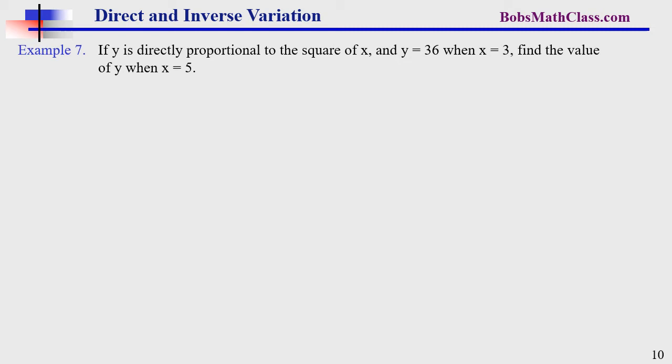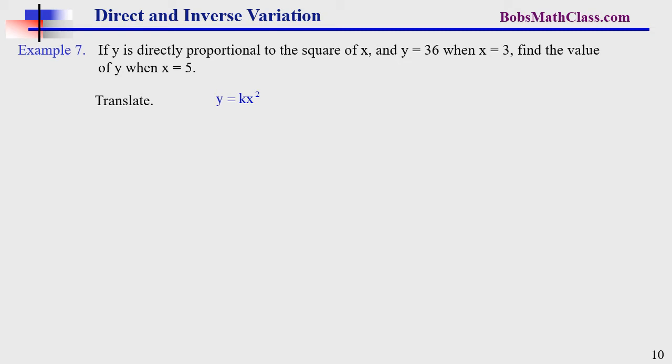All right, let's try it. So y is directly proportional to the square of x. Let's translate it. What does that translate to? Y equals directly, so that's on top, k times x squared. All good? Good.